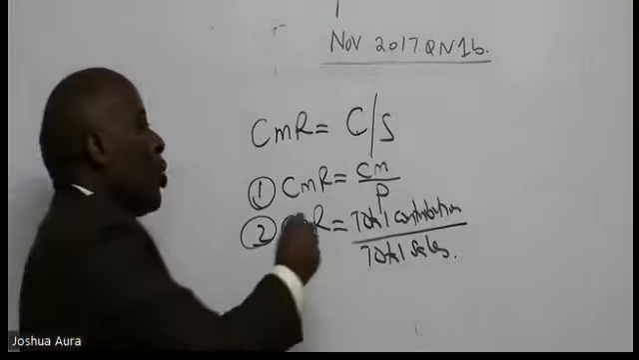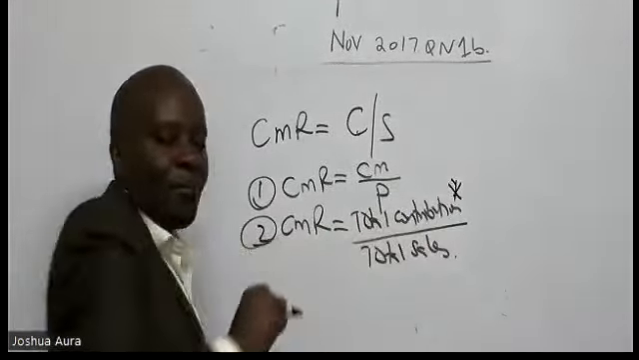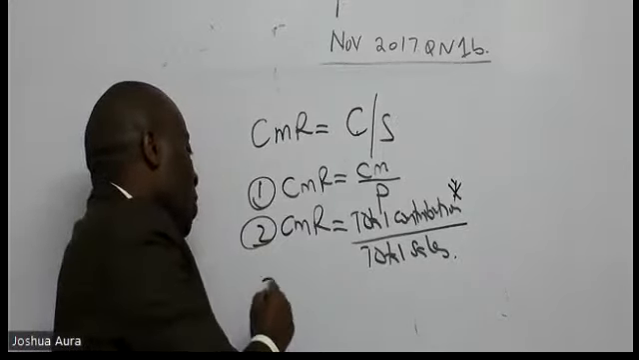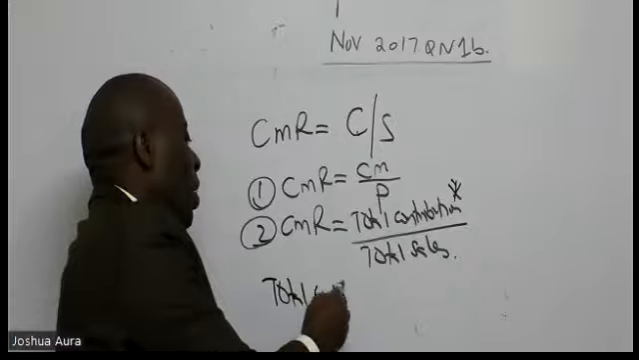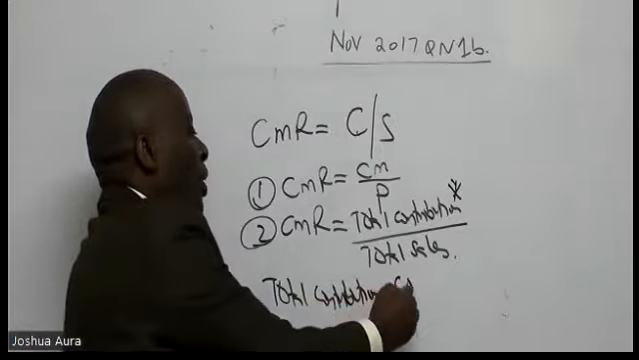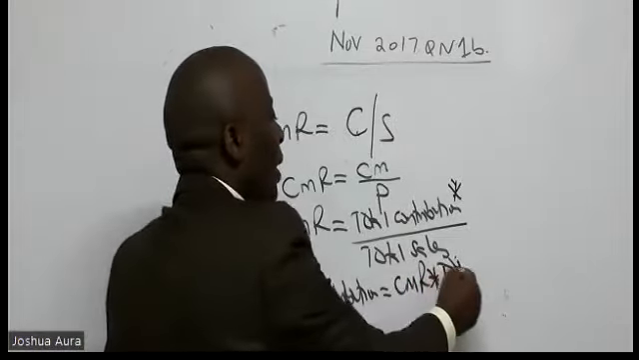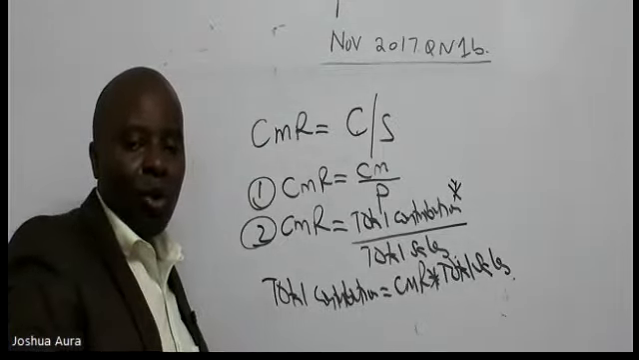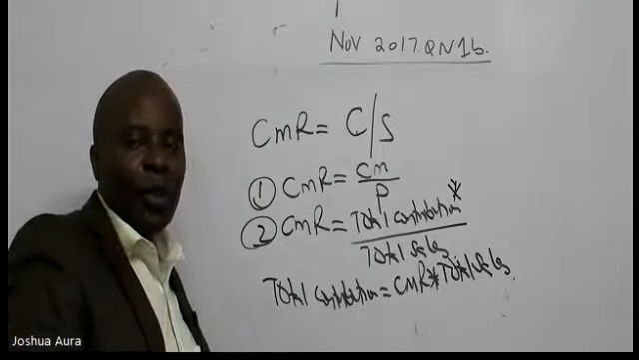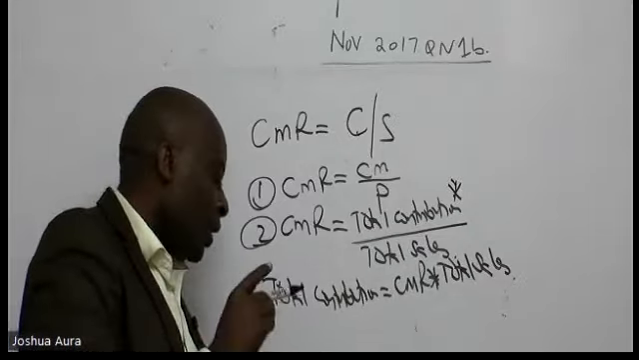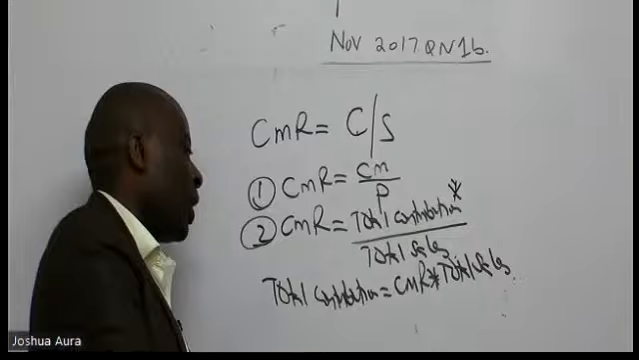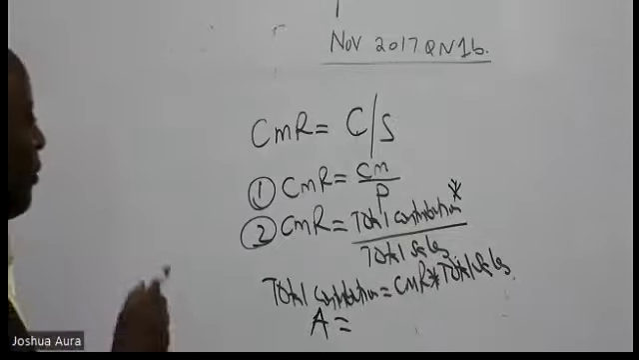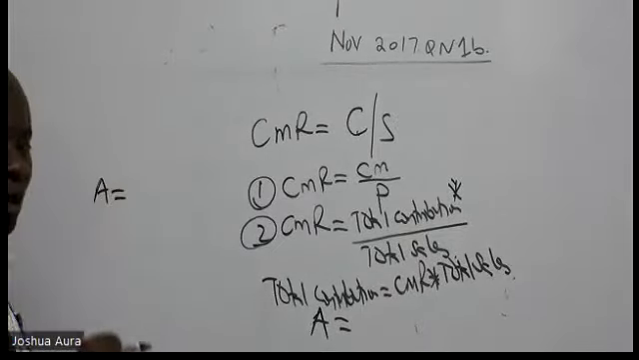So could you kindly make total contribution the subject of the formula from the second equation? So from the second equation, the total contribution will be equal to CMR times what here, somebody? Times total sales. The total contribution will be CMR times total sales. So then could you kindly do me a favor? Could you kindly give me the total contribution from the first product known as product A? Is there somebody who is able to give me the total contribution from product A?